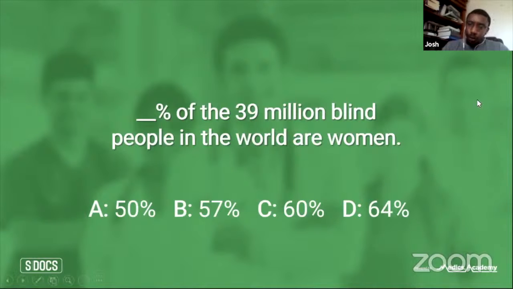So the answer for this one is 64%. Mind-blowing statistic. A massive proportion of the million blind people are disproportionately women and not men.